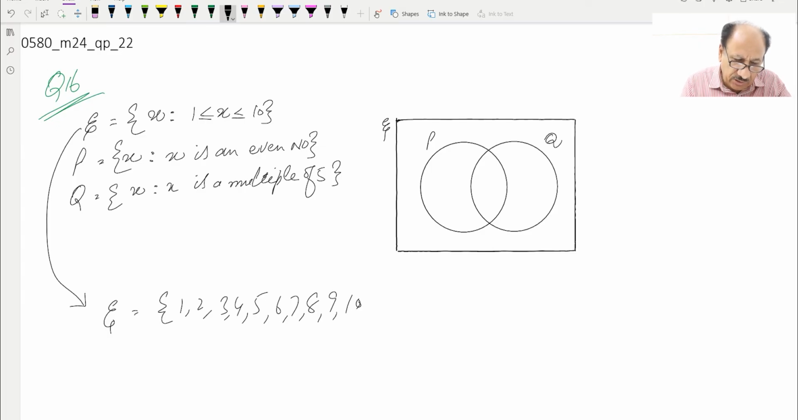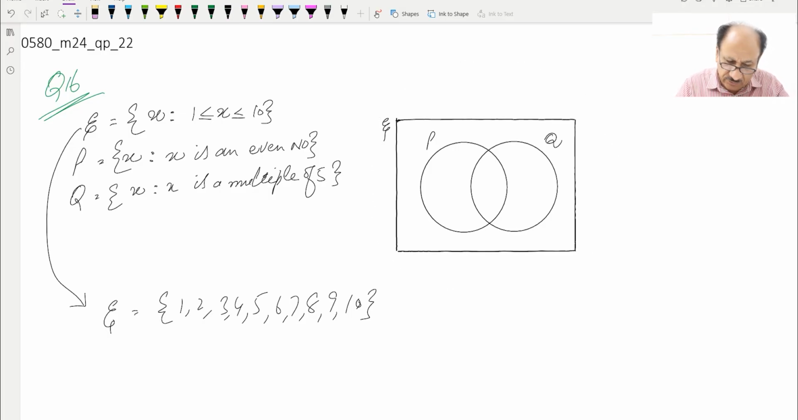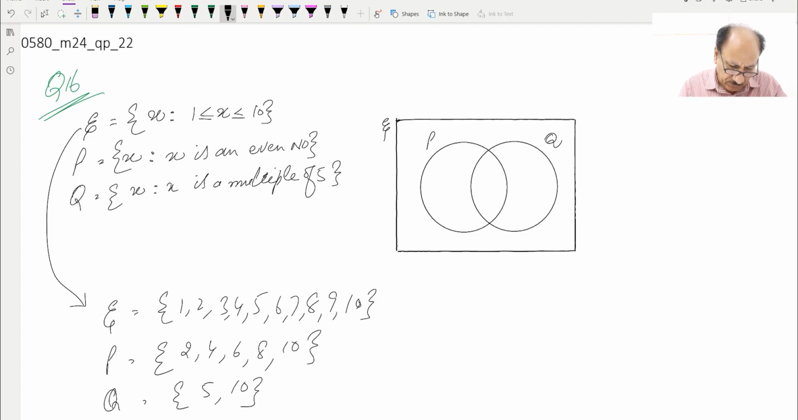1 is included and 10 is included because both sides have an equal to sign in the question. So these are the members of the universal set, meaning each should be somewhere inside our universe. Then P will be the set of even numbers from 1 to 10. Even numbers will be 2, 4, 6, 8 and 10. Then Q, multiples of 5, will be 5 and 10.